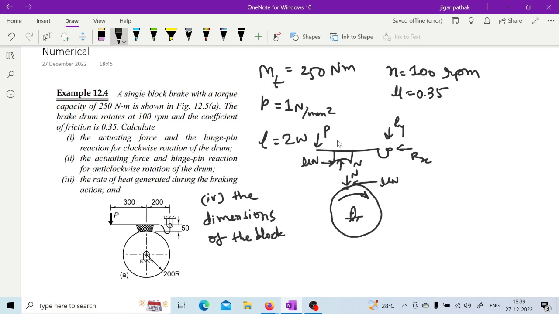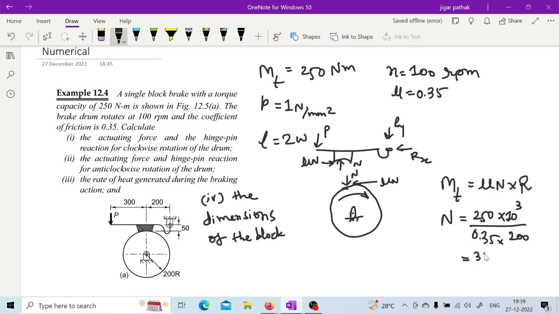Once you have this data, you can take moment about this fulcrum. But before that, as you know, MT is given by mu N into R, so from this first you can calculate N. MT is given as 250 Newton into mm. If we convert, it is 250 into 10 raised to 3. Mu is given as 0.35, and the radius is given as 200. So your N will be 3571.42 Newton.